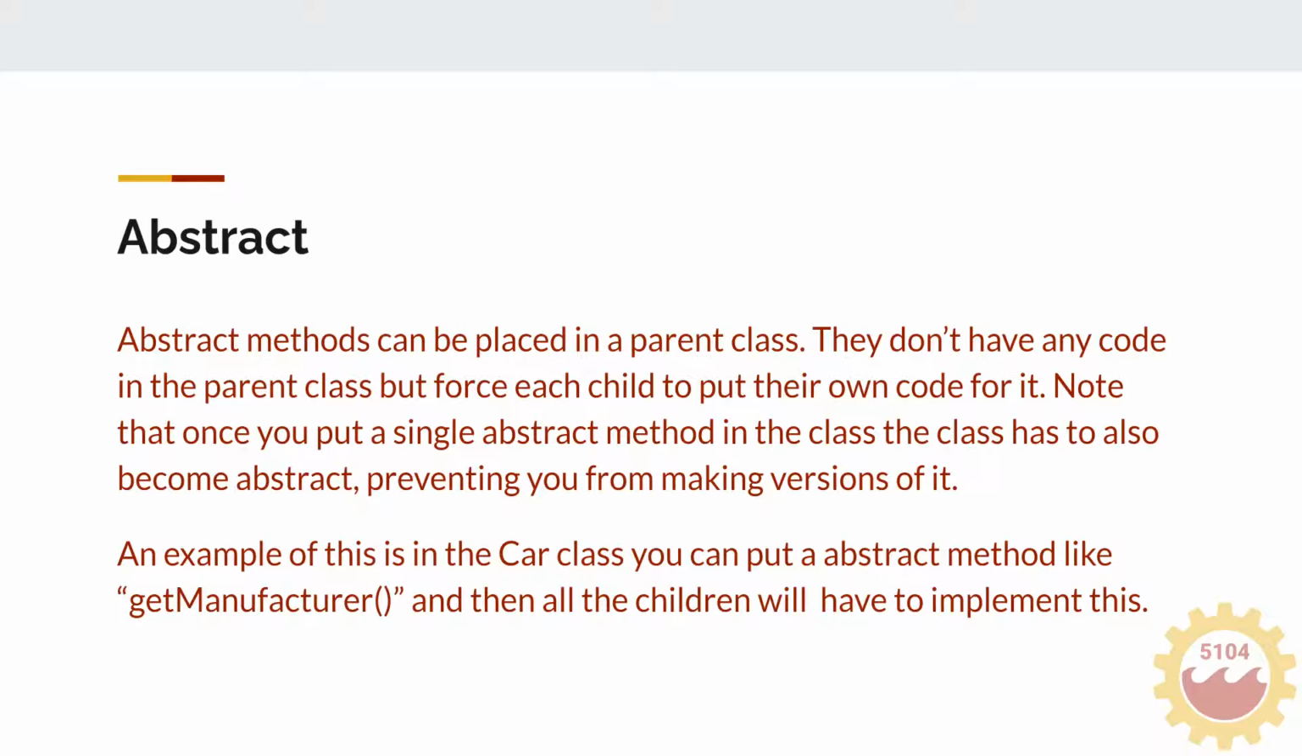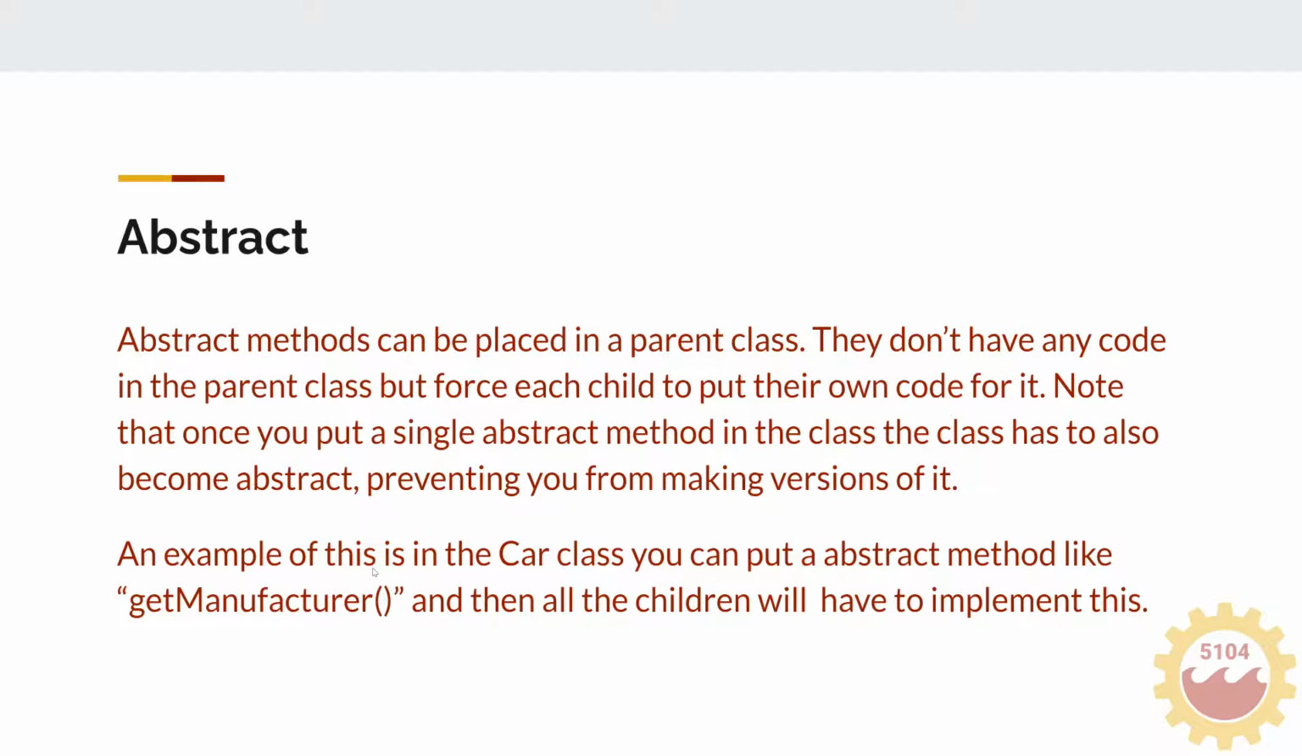And this is super useful because it forces every single car to have a method that you might want in every single version of that class. That might not make a whole lot of sense right now, but I'll try to give you a decent example. Maybe the car class has an abstract method called getManufacturer, and then each final subclass will write out what getManufacturer is.